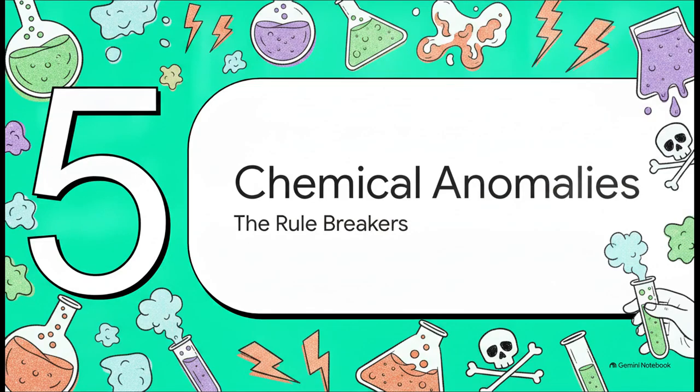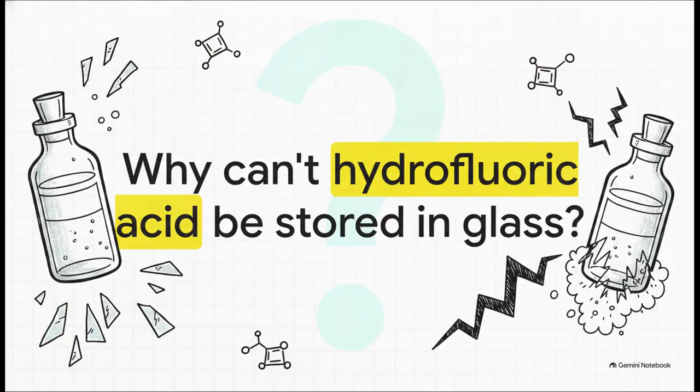Finally, part 5, chemical anomalies and dangers, the rule breakers. You know, in chemistry, there are always those fascinating rule breakers that completely defy the standard blueprint we just mapped out. For our thrilling finale, let me pose a direct question to you. Almost all standard acids are safely stored in normal laboratory glass bottles, right? So why is it an absolute disaster to store hydrofluoric acid in one? What makes it so incredibly different?